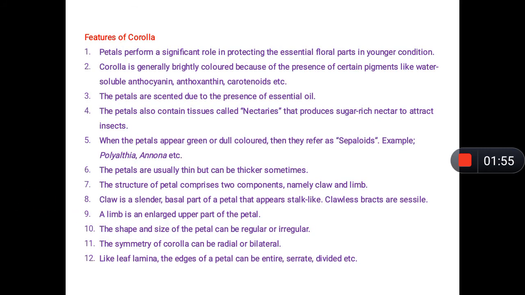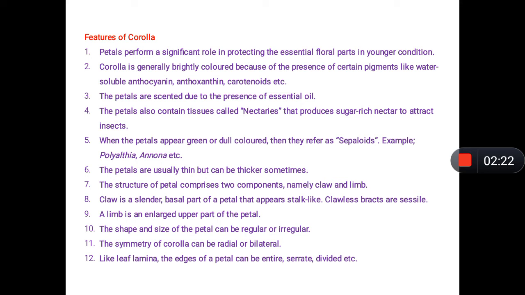Then let's go through the features of corolla. Petals perform a significant role in protecting the essential floral parts in younger condition. Petals, these are the members of corolla. They are playing an important role in protecting the floral parts which are essential in the younger condition.